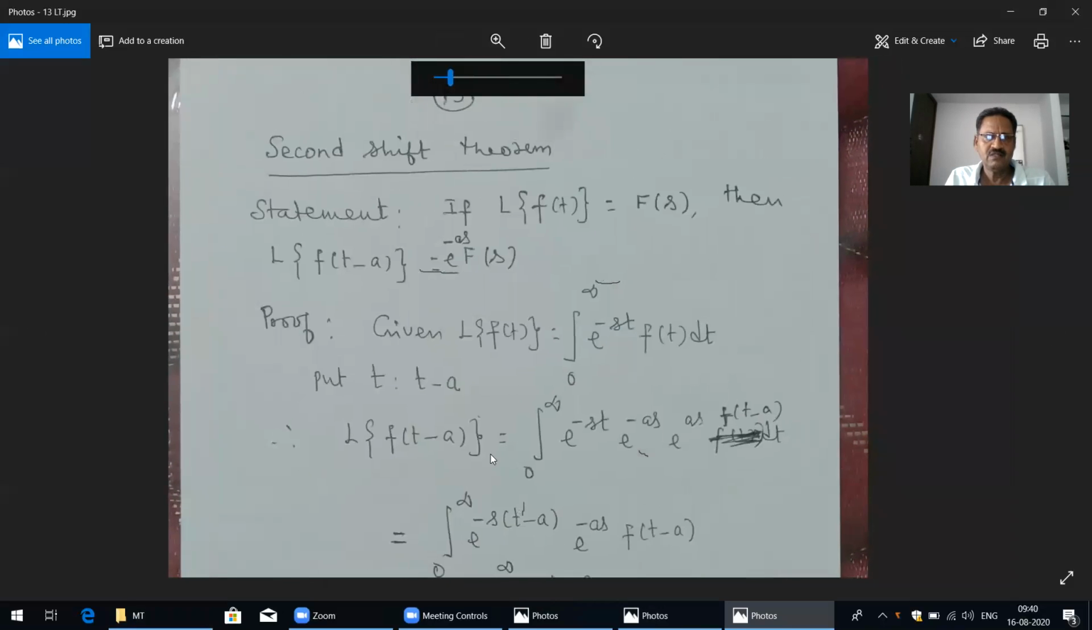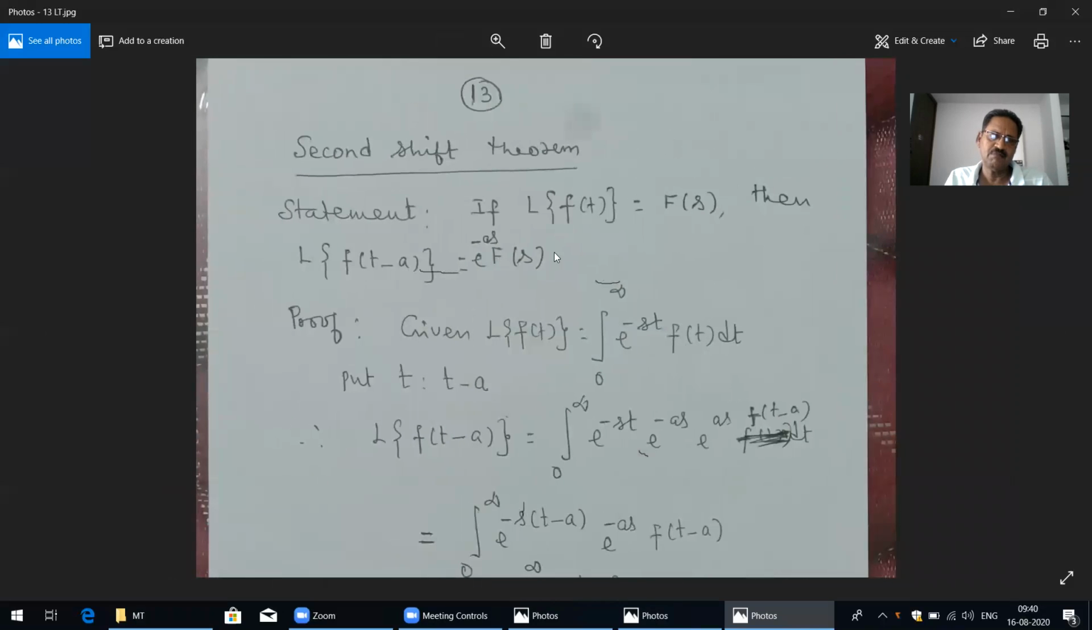Dear students, you have to see the second shifting theorem statement. If Laplace transform of f of t equals F of s, then we are going to prove that Laplace transform of f of t minus a equals e power minus as into F of s.